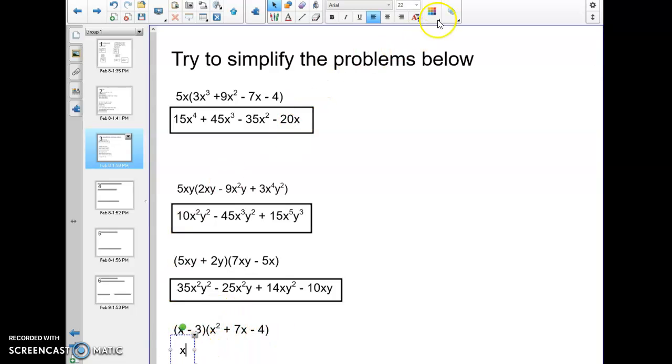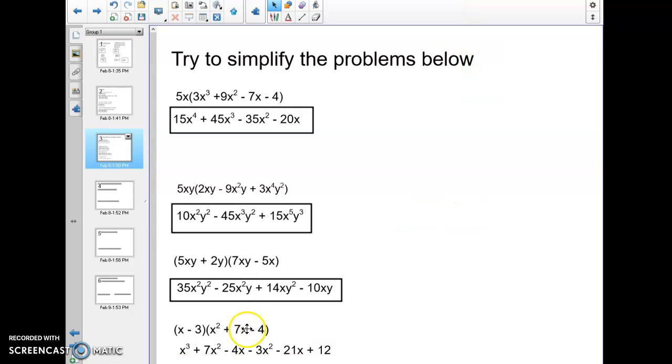So it's x cubed plus 7x squared minus 4x minus 3x squared. Now we're going to distribute that negative 3 through. Minus 21x and then plus 12.